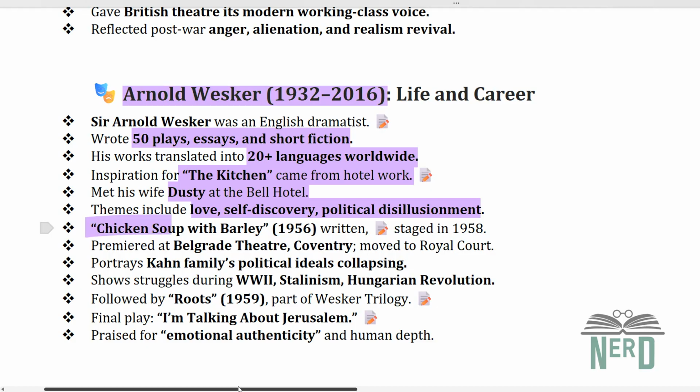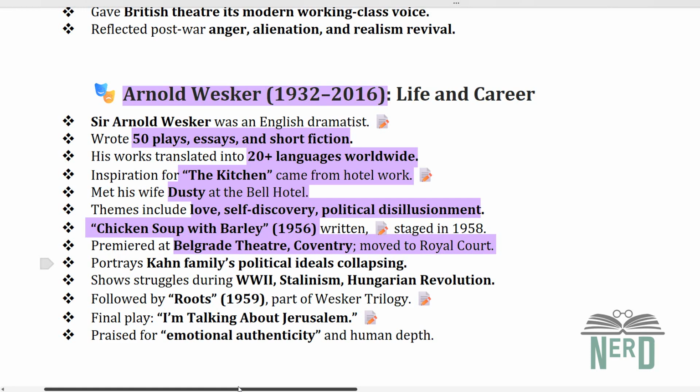One of his most important works, Chicken Soup with Barley, was written in 1956 and first staged in 1958 at the Belgrade Theatre in Coventry. Both these facts have been asked in exam. The play later moved to the Royal Court Theatre in London, becoming one of the landmark post-war plays in British theatre.